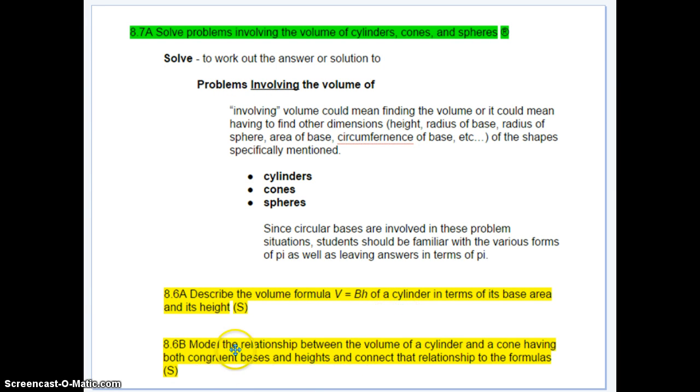And then as well, 8.6B, to model the relationship between the volume of a cylinder and a cone, having both congruent bases and heights, and connect that relationship to the formula. So you're looking at the fact that that cone is 1/3 of a cylinder, and you can display that either pouring water into those shapes, or there are a number of videos out there. But that cone is 1/3 of that cylinder when they have the same height and the same base area. Or could twist that around and say that the cylinder is 3 times that of the cone. So they want to understand the connection between those two.